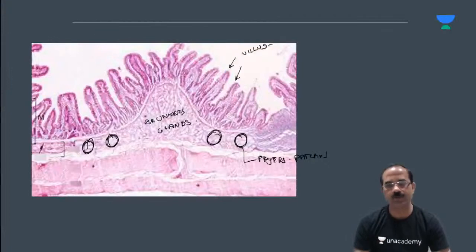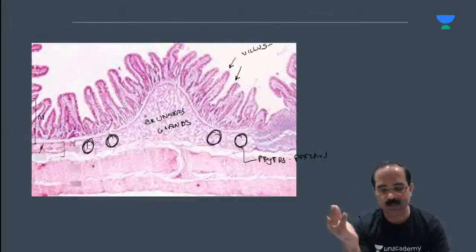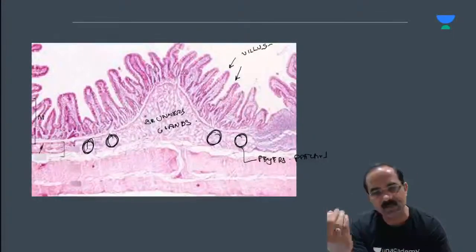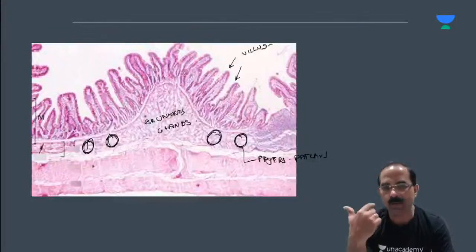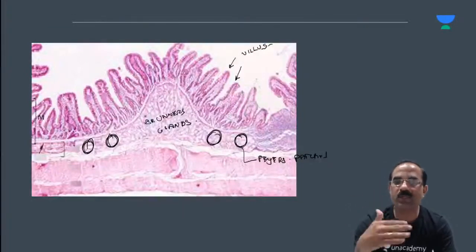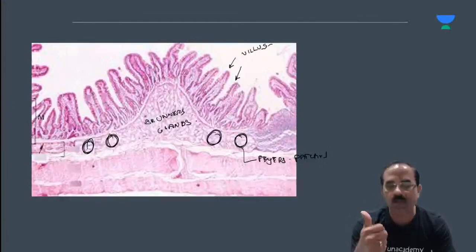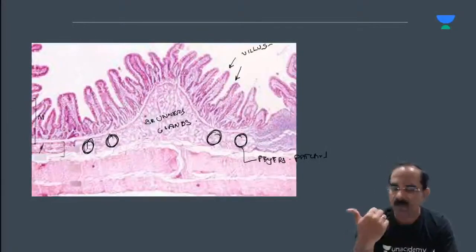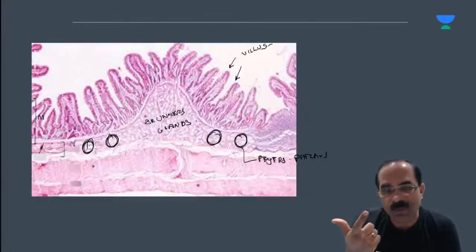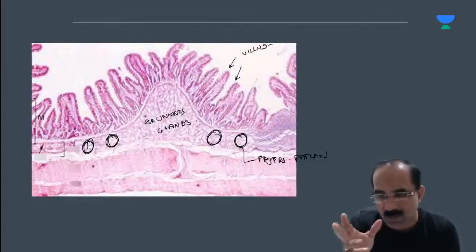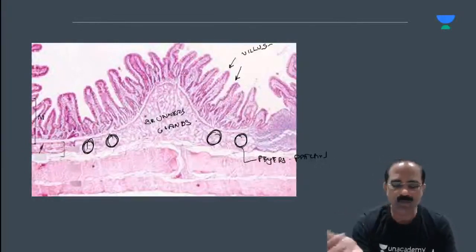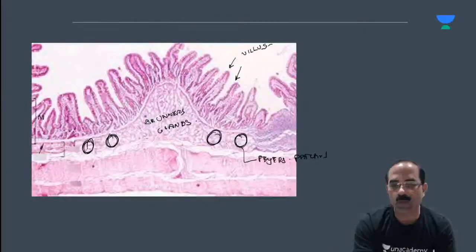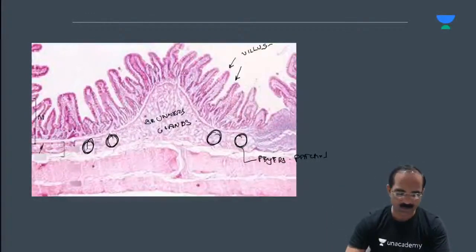So this is a slide of duodenum. You know the layers of GIT; I hope you must be knowing this. The mucosa, the submucosa, the muscularis externa, and the serosa. The mucosa is made up of three parts: the lining epithelium, the lamina propria, and the muscularis mucosa. Then you have the submucosa. Then the muscularis externa, which has inner circular and outer longitudinal muscles. And the last one is serosa.